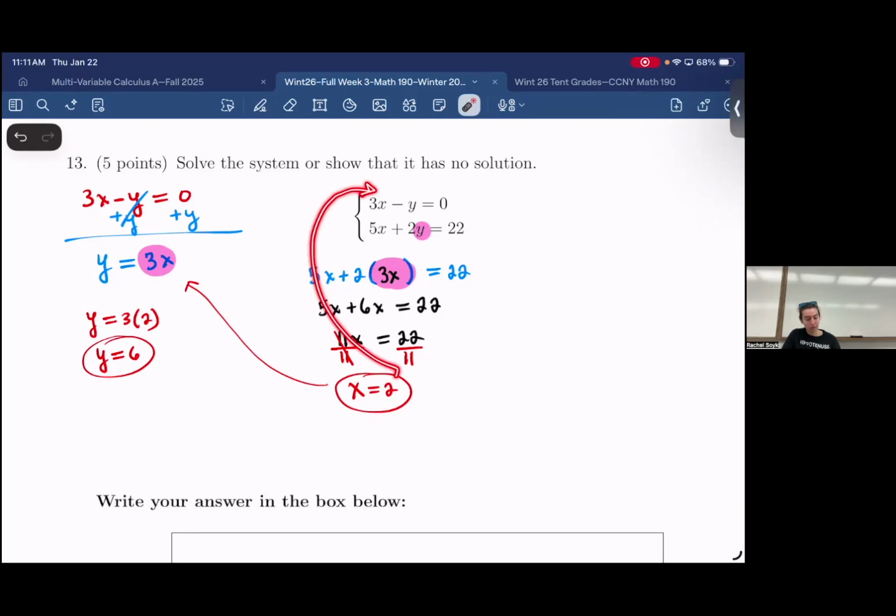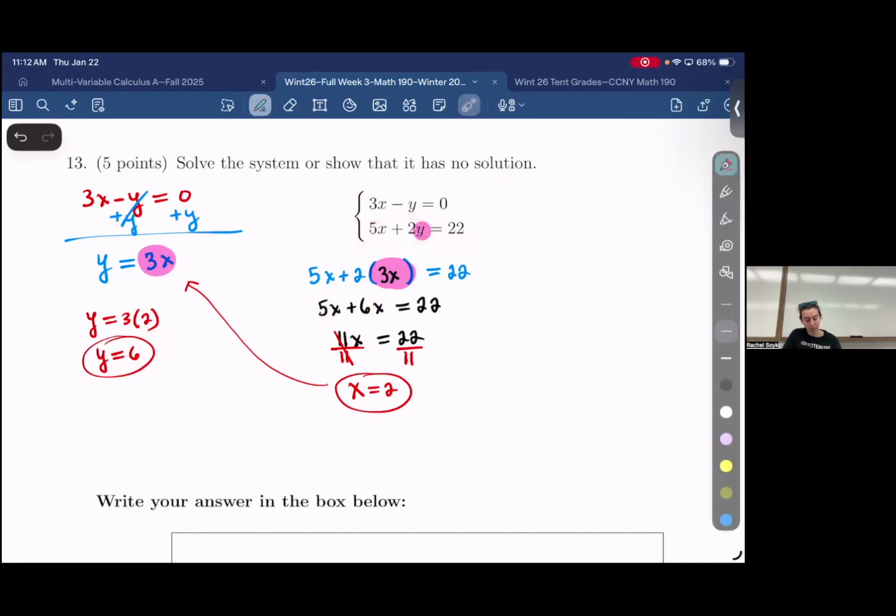3 times 2 is 6, minus 6 is 0. Excellent. 5 times 2 is 10, plus 2 times 6 is 12. 10 plus 12, does that give you 22? It does indeed. So in xy coordinate form, our final solution is just 2 comma 6.